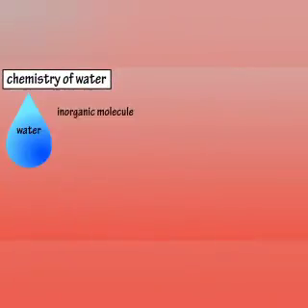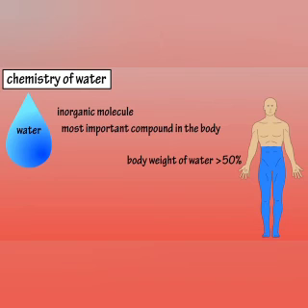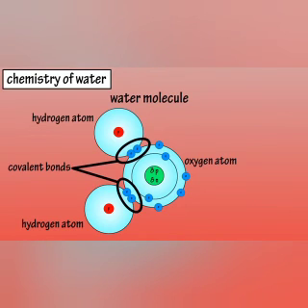Chemistry of water. Water is an inorganic molecule that is the most important compound in the body. In fact, a normal adult's body weight is made up of 50% or more of water. A molecule of water has 1 oxygen atom covalently bonded to 2 hydrogen atoms. Covalent bonds are the chemical bonds that are formed by the sharing of 1 or more pairs of electrons by the outer energy levels or shells of 2 atoms.